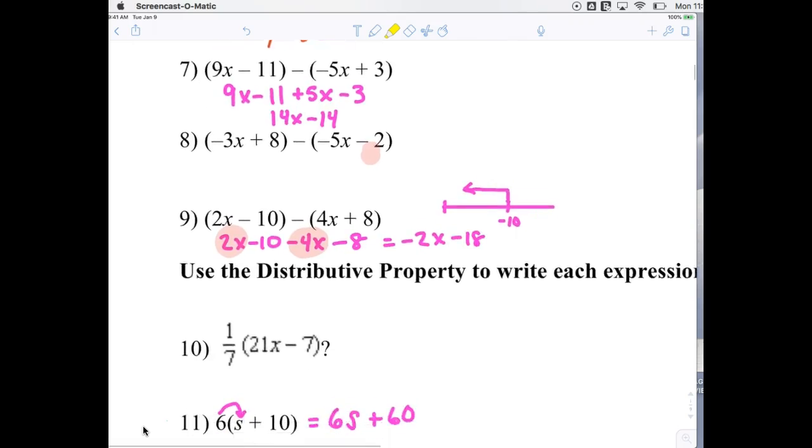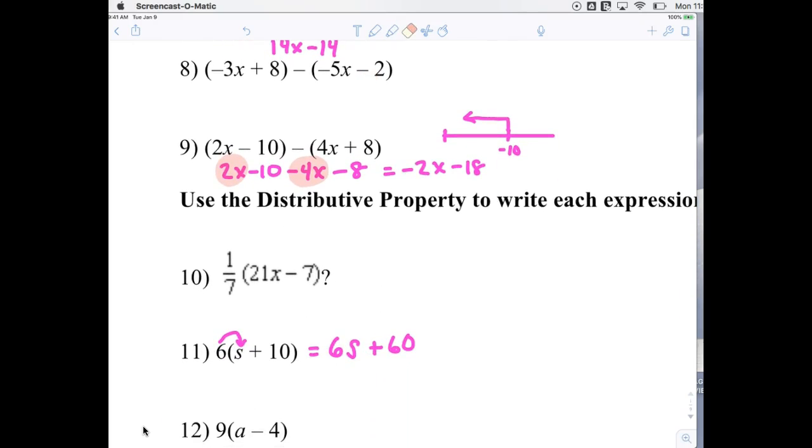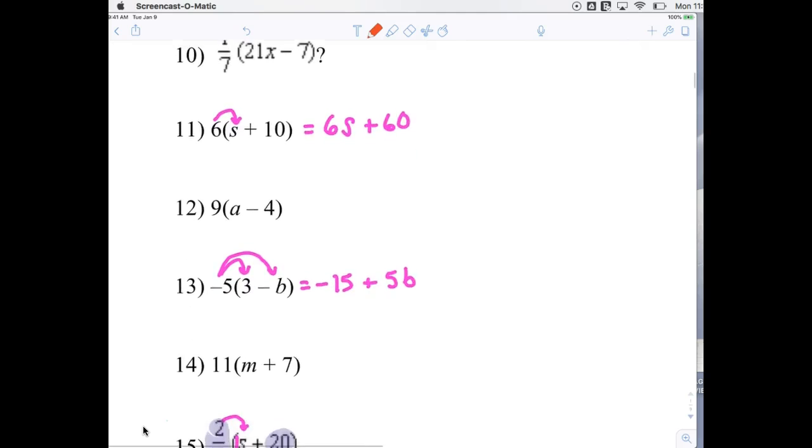So let's look at number 8 now. Everybody distribute the negative. When you distribute the negative, negative 3x plus 8 plus 5x plus 2. And when you combine like terms, 2x plus 10. Very good. Is everybody happy? Any questions? Now let's move straight into the distributive property.